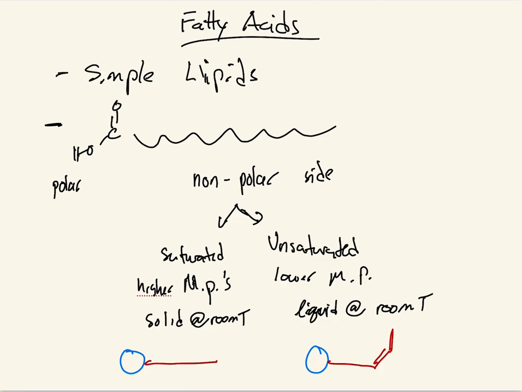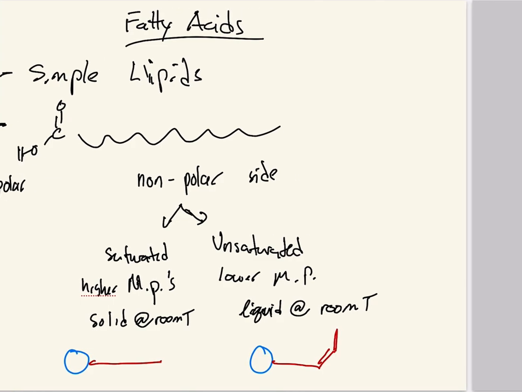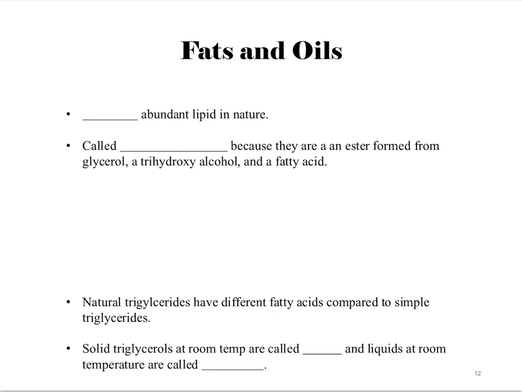Okay, and then we talked about the formation of micelles. You saw the emulsifiers in lab, and that's kind of where we left off. All right, any questions on any of that? Okay. So next we'll talk about fats and oils. These are going to be the most abundant lipids in nature, and there's going to be a difference between natural and artificial fats and oils.